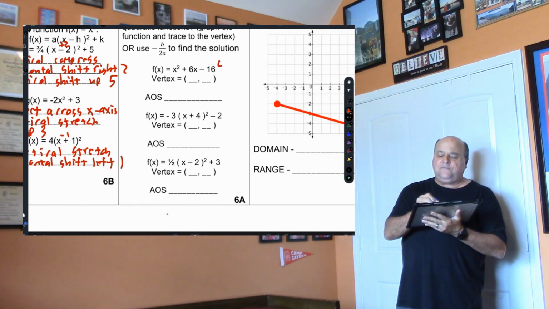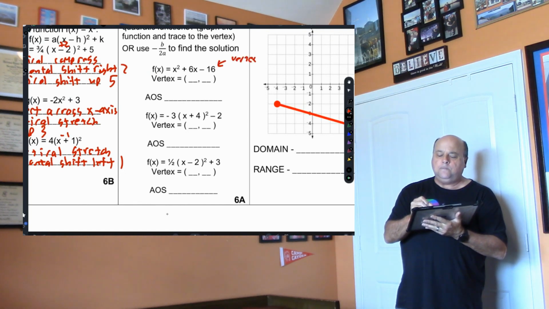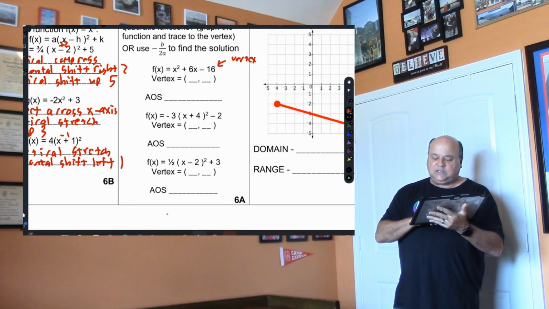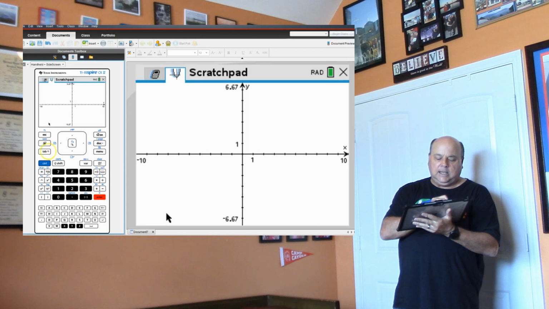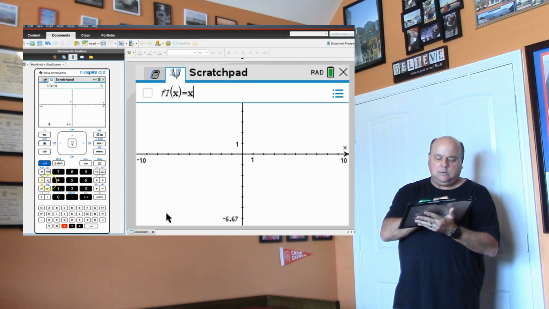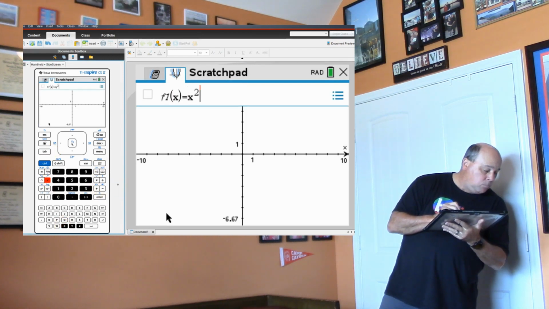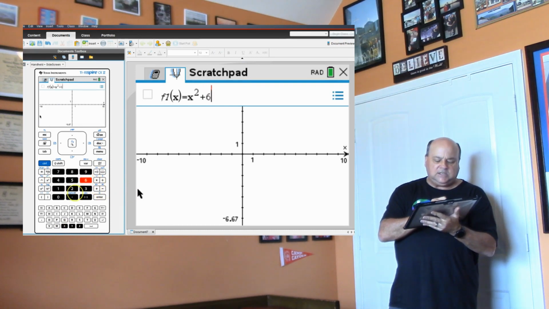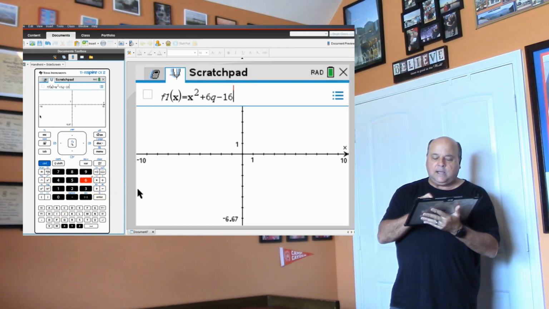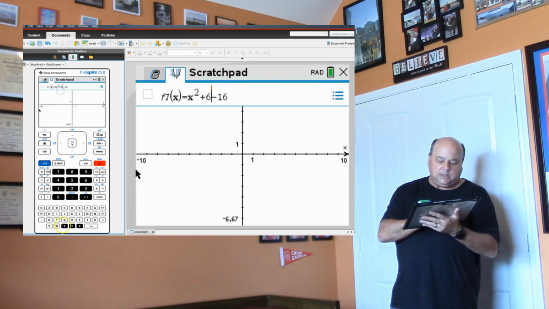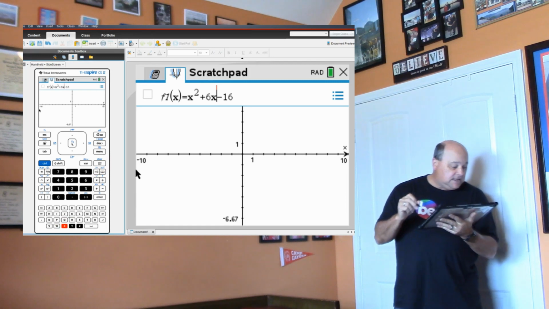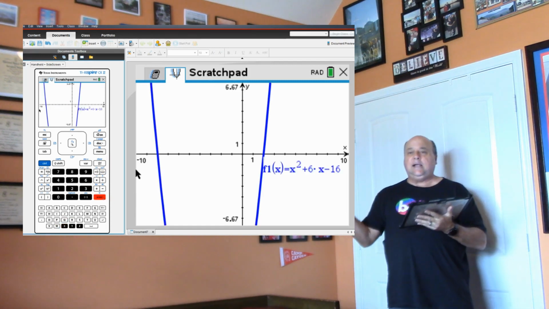Okay, we're going to graph this and go to the vertex, okay? So graph x squared plus 6x minus 16. So we're going to go to our graph, delete, delete, delete, and hit tab, x squared, and then it's plus 6x minus 16. Not q, x. Plus 6x. So x squared plus 6x minus 16, hit enter, got my parabola.